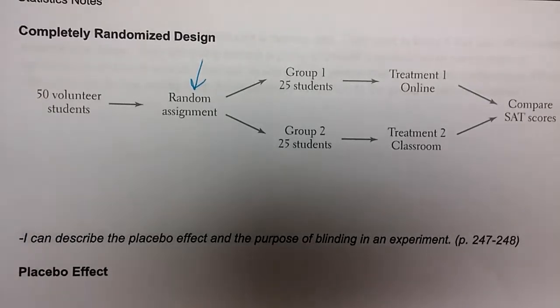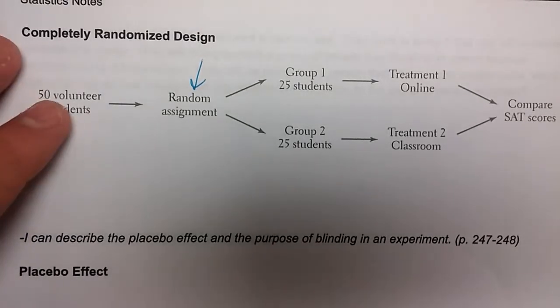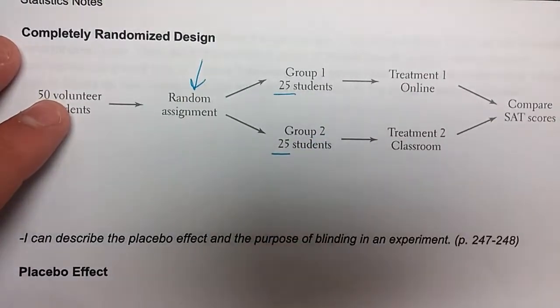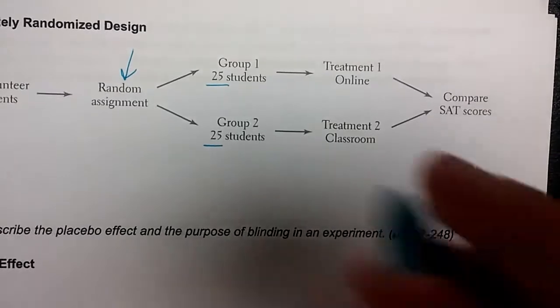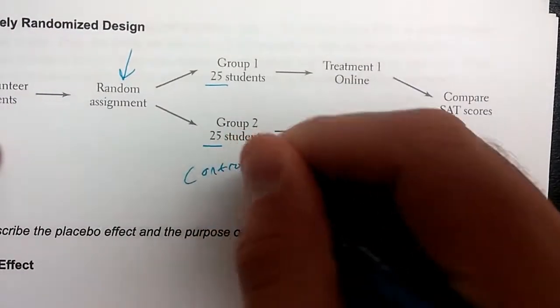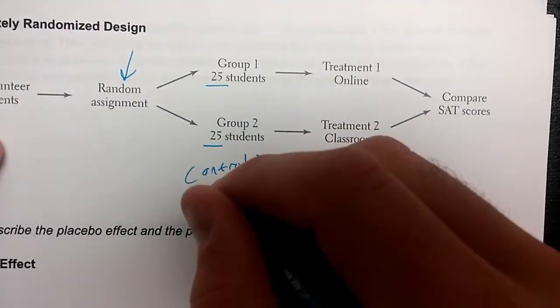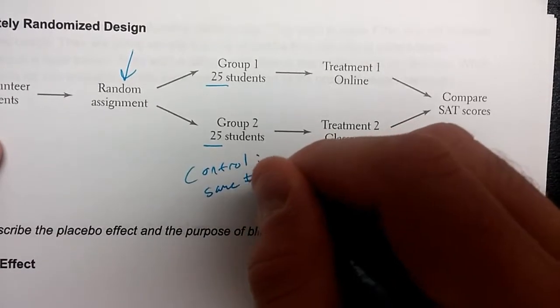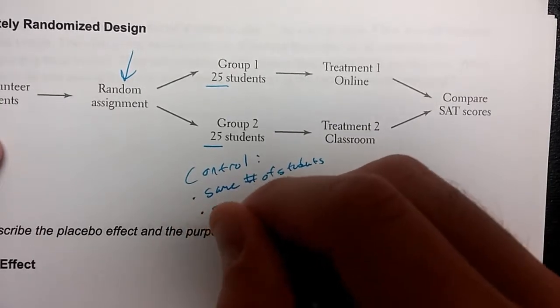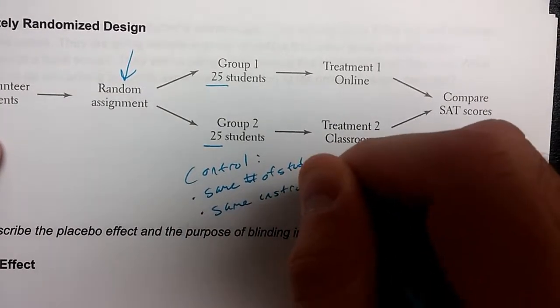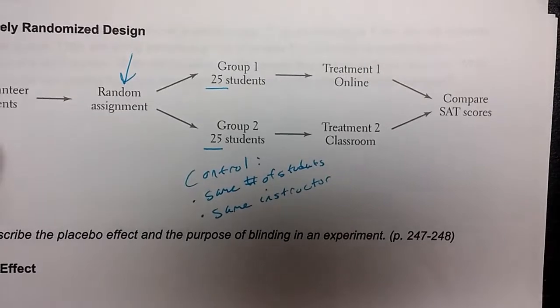So you have 2 groups of the same number. So that's part of your control. Make sure it's the same number of students for each. Also, not mentioned in this diagram, same instructor. If you were to have 2 different instructors here, one for the online and one for the in-class, you might get some kind of difference, but you couldn't tell if it was from the instructor or from the actual online or in-class instruction. So make sure it's the same instructor.